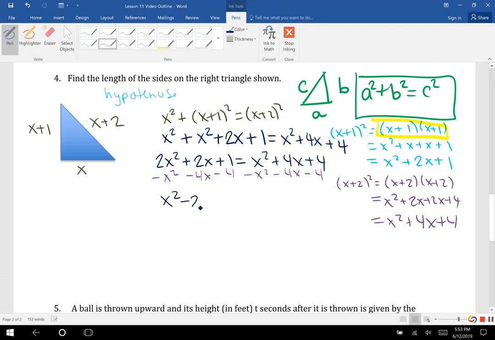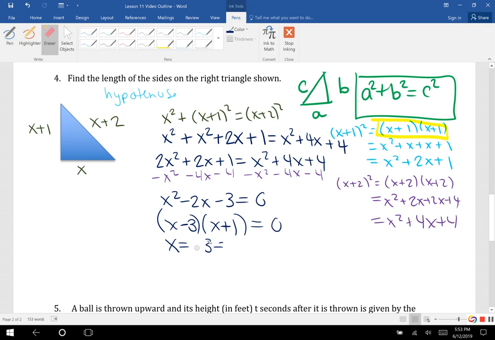The 2x squared minus 1x squared just becomes a 1x squared. So we can factor this. There's no GCF. Product of 3 has to be 3 times 1. If I make it a minus 3 and a plus 1, that does add up to negative 2. And then to finish, I can set each of these factors equal to 0.